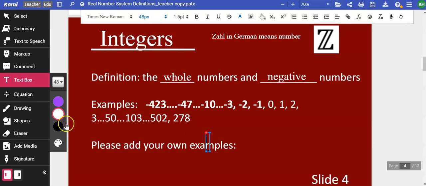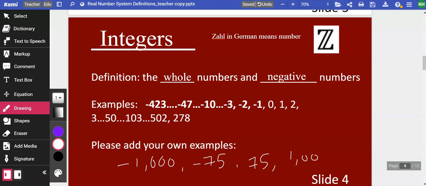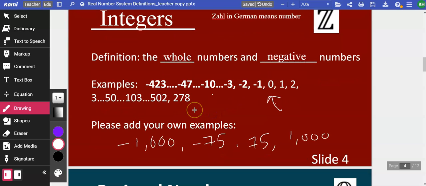And then let's add some extra examples. So basically any negative number. So maybe negative 1,000, negative 75. So it includes negative numbers. It also includes positive numbers. So you could write positive 75 and positive 1,000. We already have 0 listed. And I want you to also notice that with the integers, we still do not have any decimals or fractions. So no decimals or fractions when it comes to integers. All right, let's keep going.